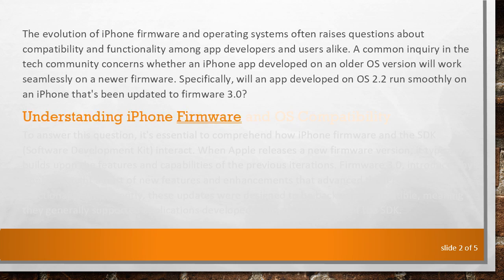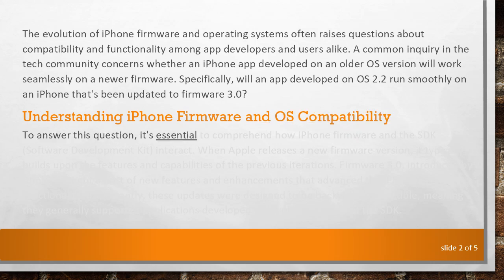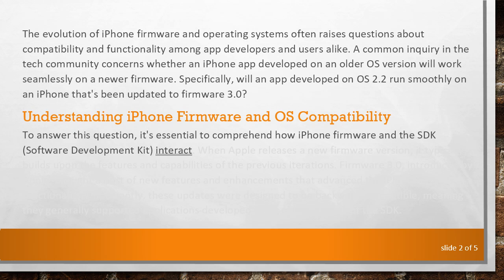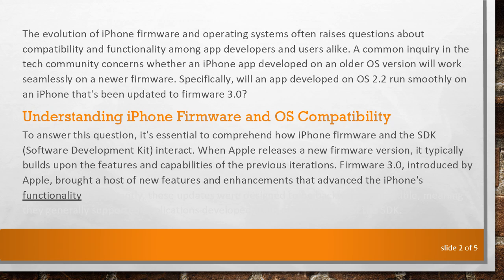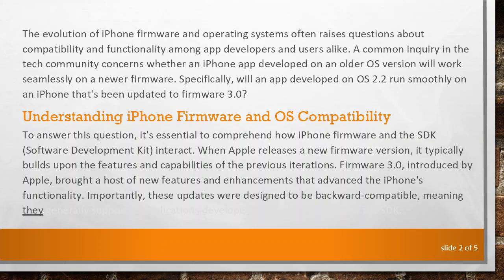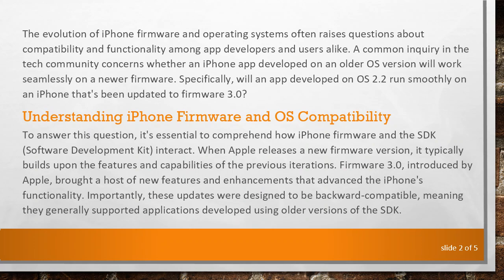Understanding iPhone firmware and OS compatibility. To answer this question, it's essential to comprehend how iPhone firmware and the SDK, software development kit, interact. When Apple releases a new firmware version, it typically builds upon the features and capabilities of the previous iterations. Firmware 3.0, introduced by Apple, brought a host of new features and enhancements that advanced the iPhone's functionality. Importantly, these updates were designed to be backward compatible, meaning they generally supported applications developed using older versions of the SDK.